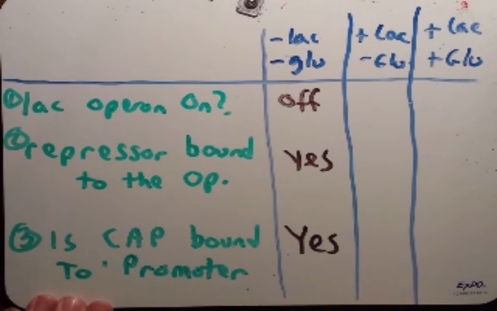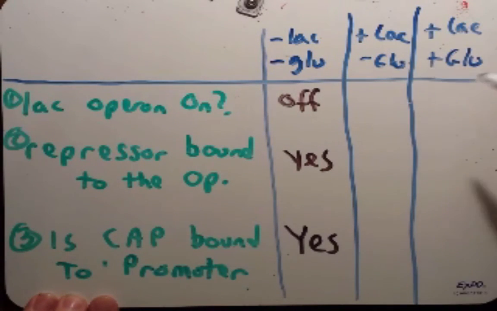So why is the CAP bound to the promoter? The CAP is bound to the promoter because glucose is low. Remember, when glucose is high, we don't make cyclic AMP. But when it's low, we make a lot of cyclic AMP. When we make a lot of cyclic AMP, it's going to bind to the CAP, and now the CAP can bind to the promoter.